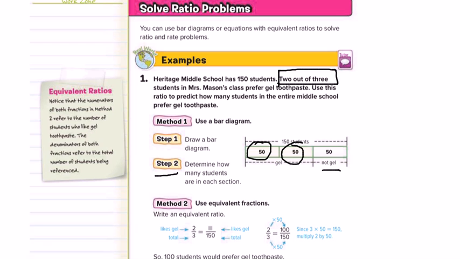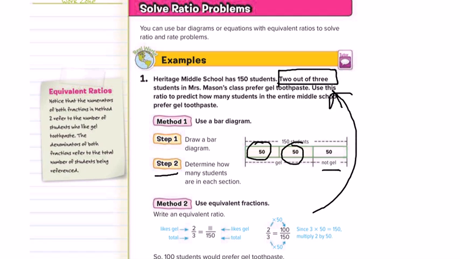Method 2 allows us to use equivalent fractions in order to solve this problem. So I can write 2 equivalent ratios. Again, I'm going to start with the original ratio given to me in the problem, the one that's right up here, the 2 out of 3. So that's where this comes from. 2 out of 3, and it's showing me how many like gel toothpaste to the total that are being surveyed.